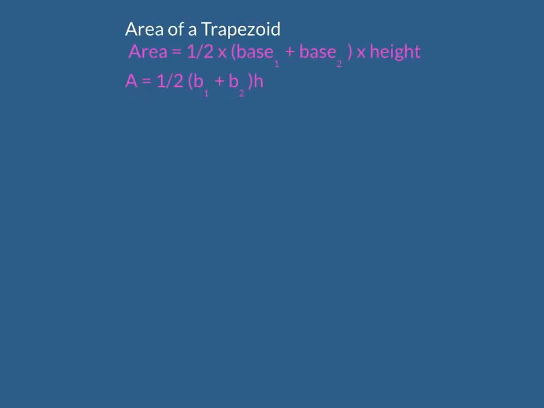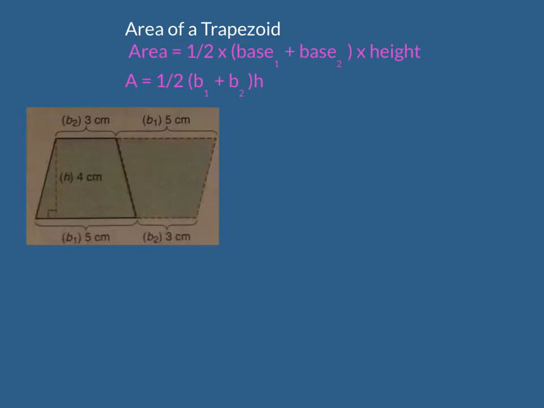Here's the formula for finding the area of a trapezoid. It would be the area equals 1/2 times the base 1, the first base, plus base 2, the second base, times the height. And here it is in algebraic form: the area equals 1/2 times b1 plus b2 times the height. So let's see what that looks like looking at a shape.